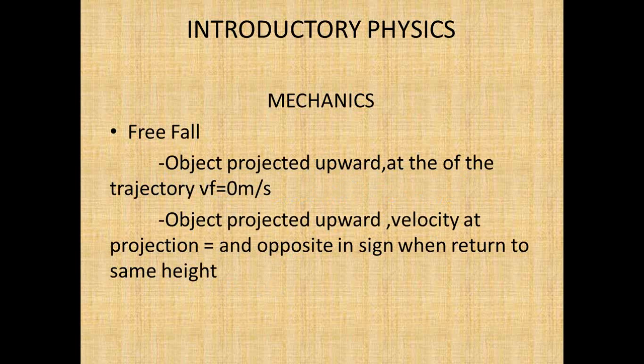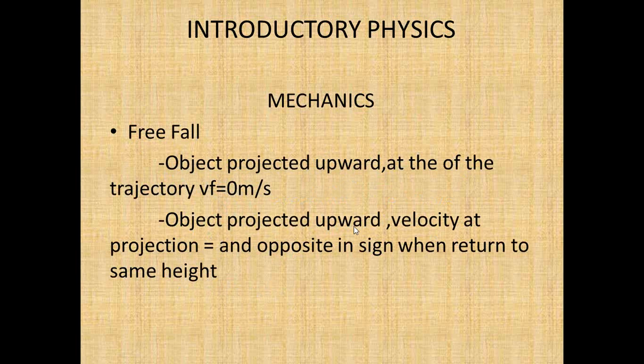If you think about it seriously, when you project something upwards, it stops before it starts coming down. Just think about it. It stops because it can't come down unless it stops. So at the height of that trajectory, the final velocity is zero.